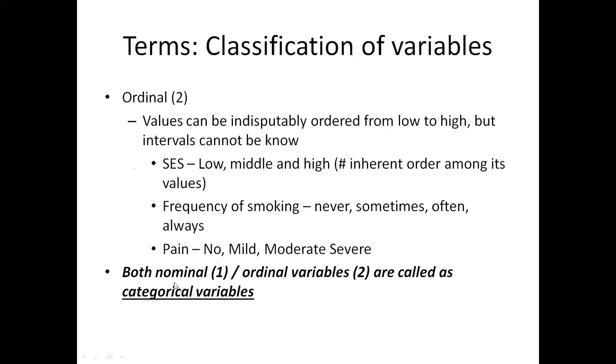And within categorical variables, if the categories do not have any order, we call them nominal. If the categories have a specific inherent order, then we call them ordinal variables.